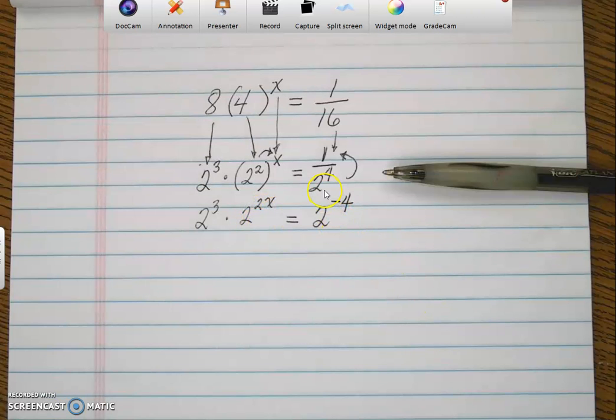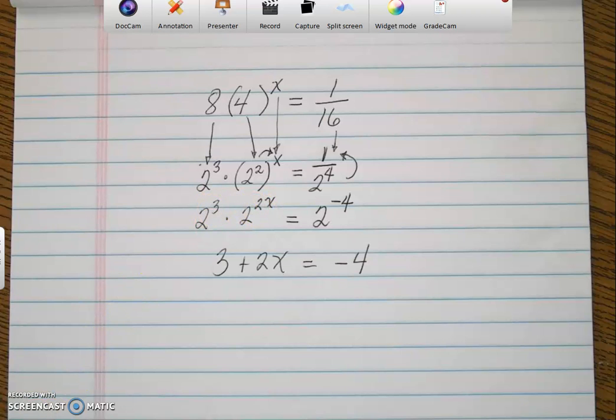Okay, you will have to bring up the 2 to the fourth up to the numerator, which will turn the positive exponent to a negative exponent. And then now we can write all the exponents down and solve for x. Remember that the 3 and the 2x will have to be added. And then now solve for x.